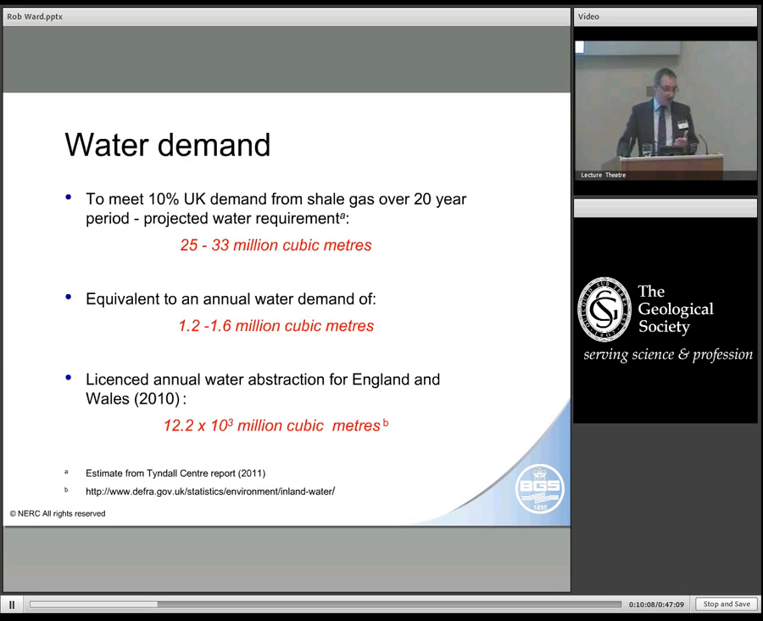If we divide that by 20 to get an annual water demand, that ranges between 1.2 to 1.6 million cubic metres, which seems a large amount of water.